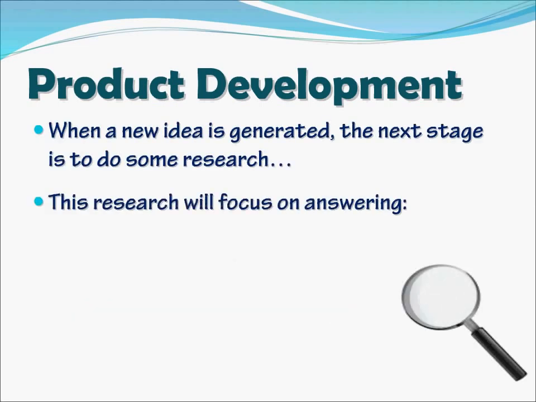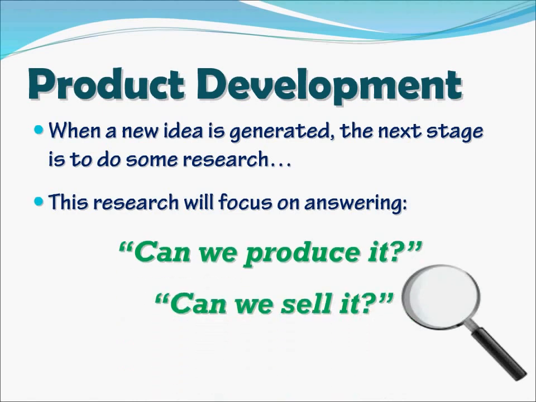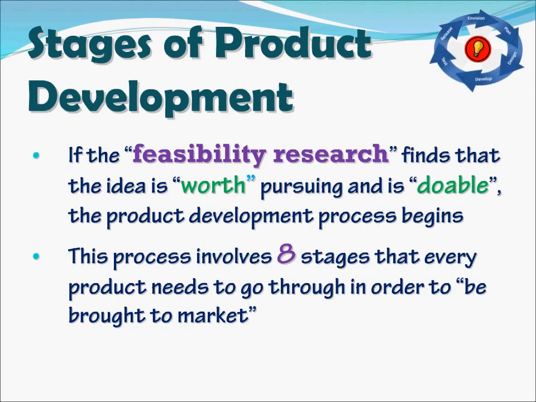So once you've determined the fact that you need to create this product, you then are going to answer these questions. Can you produce it and can you sell it? This is something that we looked at with a feasibility study. It's something that we will refer to and revisit many times over in the next following lessons. So if the feasibility study finds that the idea is worth pursuing and that it is doable, the product development process begins. This process involves 8 stages, and every product needs to go through each of these 8 stages in order to then be brought to the market, in order to be sold to consumers.